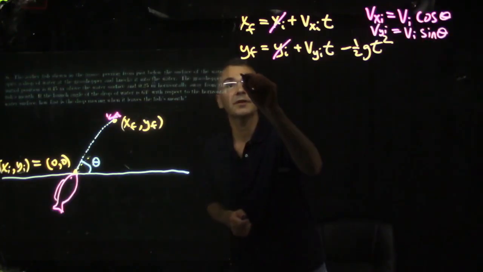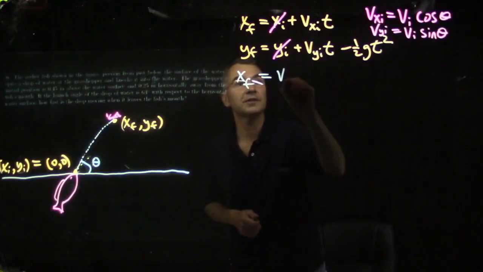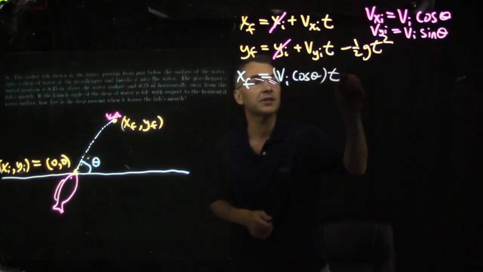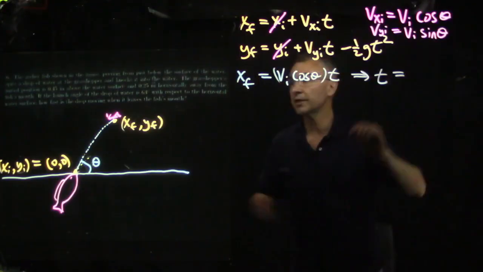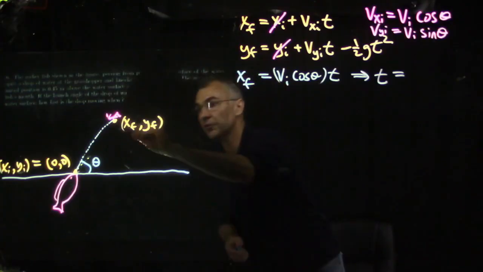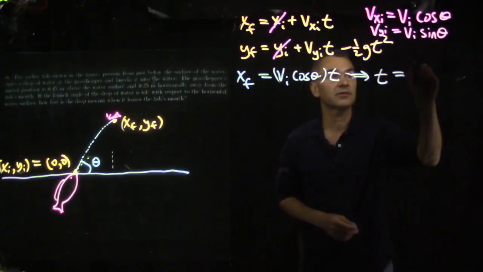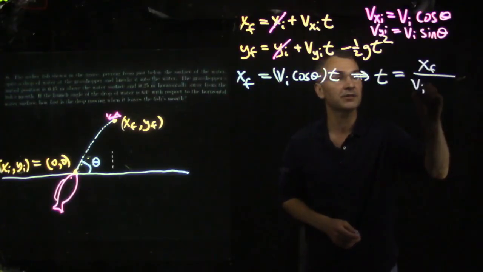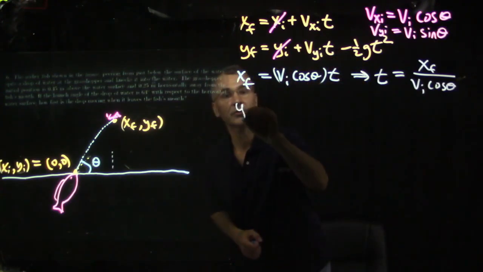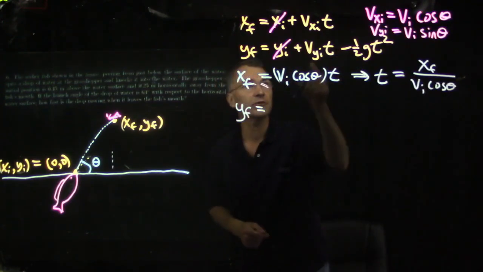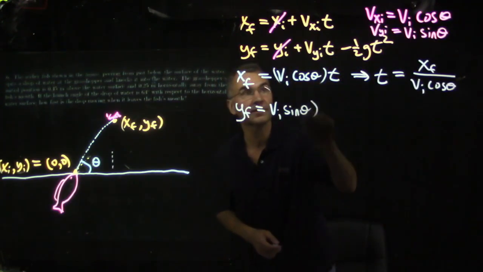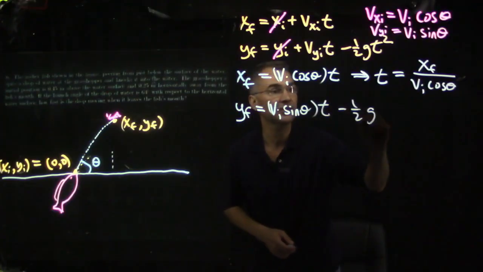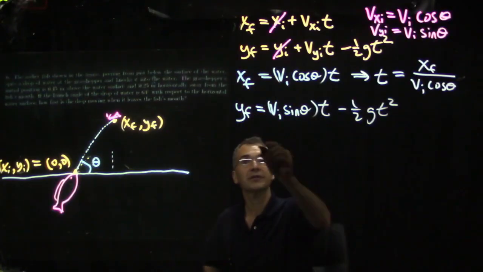So let's substitute and we get x final equals v initial cosine theta times time, and we can solve that for time. So the time at which the water droplet crosses the horizontal coordinate of the grasshopper is x final divided by v initial cosine theta. Then we substitute for y final, so vy initial is v initial sine theta times time, minus 1/2 g t squared. Then we can plug in this value of the time.